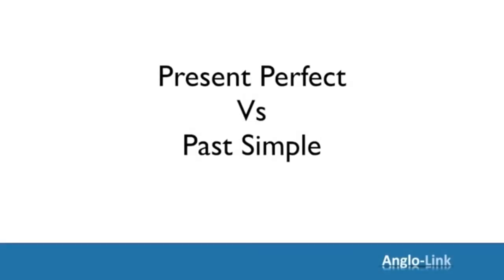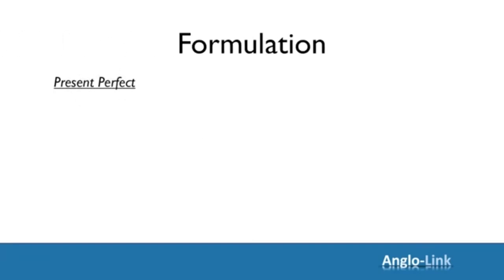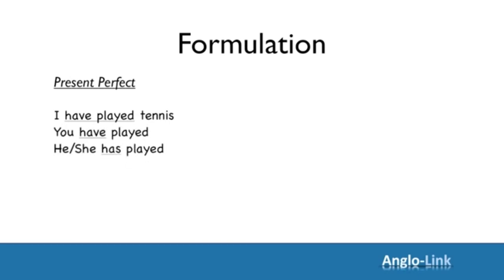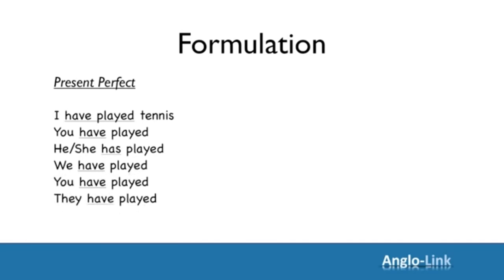Right, present perfect and past simple. Let's look at formulation first. You remember from the previous video that the present perfect is formulated with the verb have and the past participle of the main verb. I have played tennis, you have played tennis, he, she has played, we, you, and they have played. Now let's look at past simple.